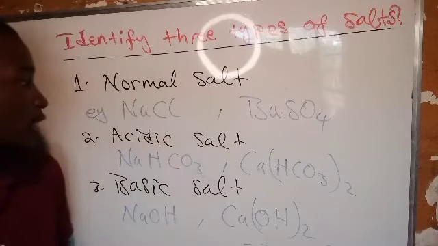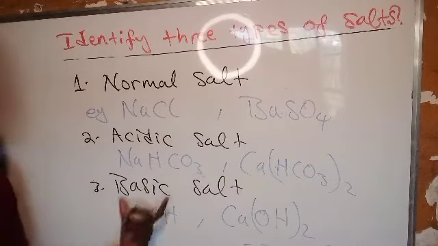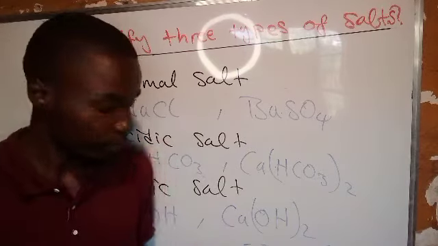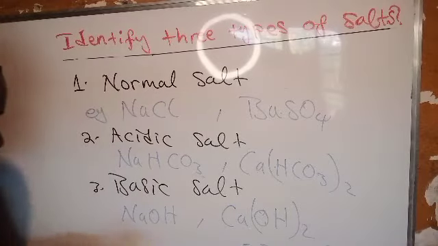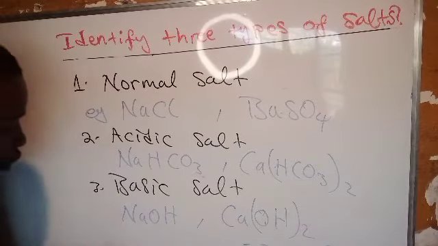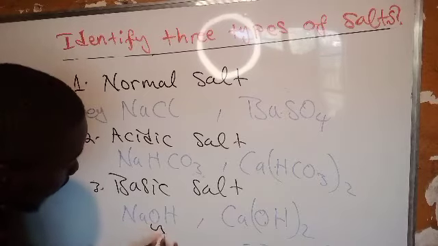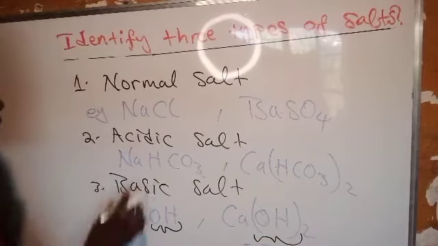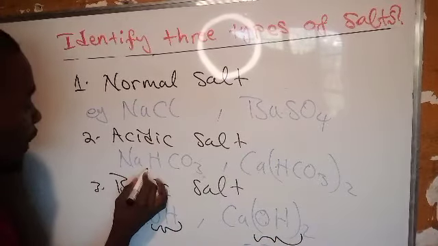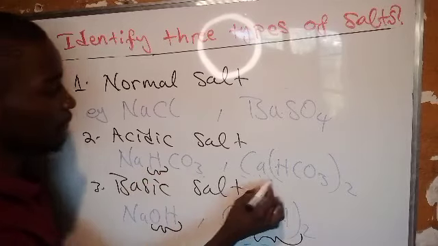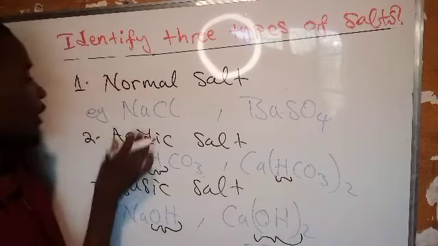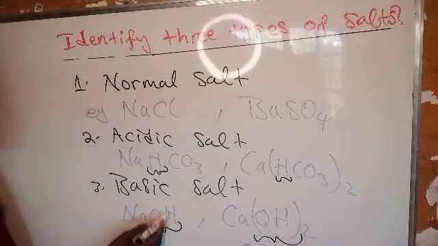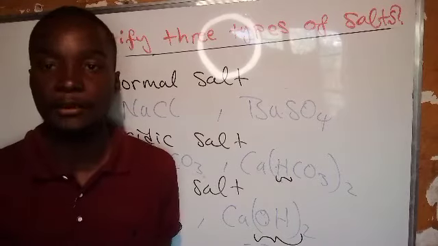Okay, so now how can you know that this is a normal salt, this is an acidic salt, this is a basic salt? The best and simple way you can identify these is, a basic salt always contains the hydroxide ions, same as here. Okay, then acidic salt always contains hydrogen ion. Then in a normal salt, there is no presence of hydrogen ion. Also, there is no presence of hydroxide ion.